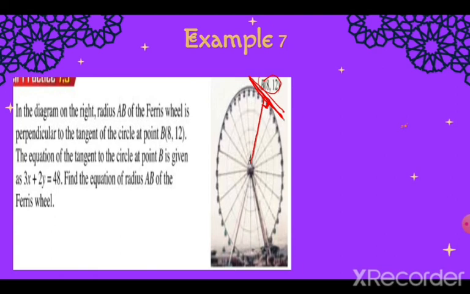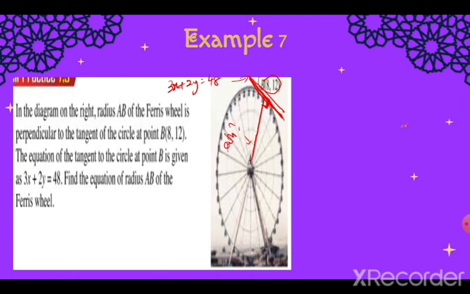The equation of the tangent to the circle at point B is given by 3x plus 2y equals 48. Find the equation of radius AB. So we need to find the equation for this line of the Ferris wheel.